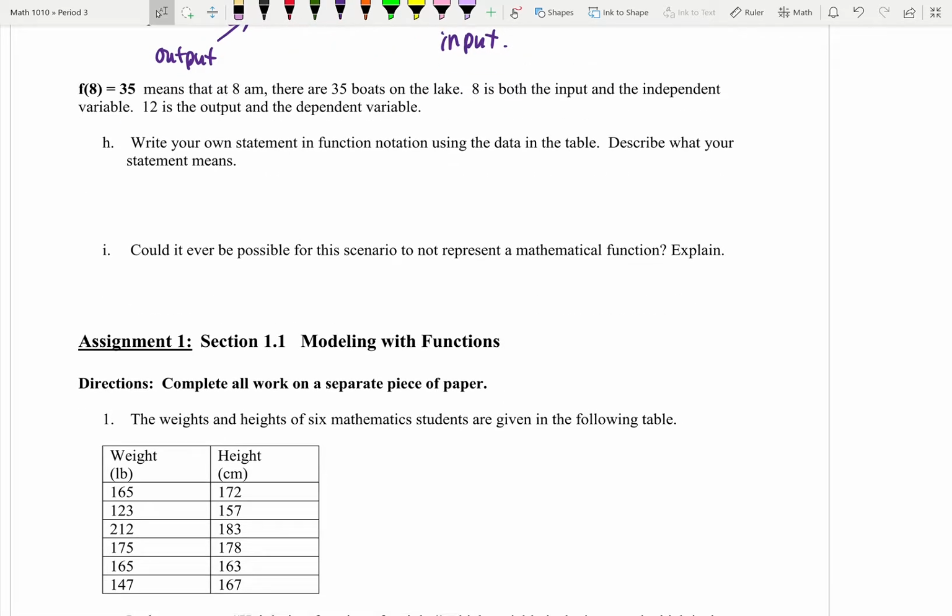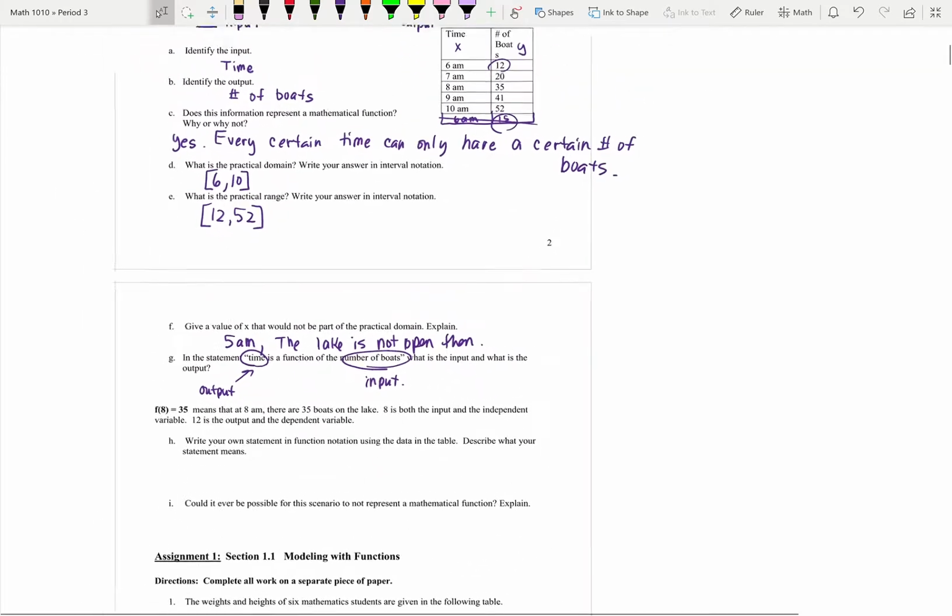Okay. Look at the next one. F of 8 equals 35. That means at 8 a.m., there are 35 boats. When X is 8, Y is 35. 8 is the input and the independent. 35 is the output and the dependent. Write your own. Everybody do that. Okay. Use the table and write a different one. Don't write F of 8 equals 35. Write a different one.